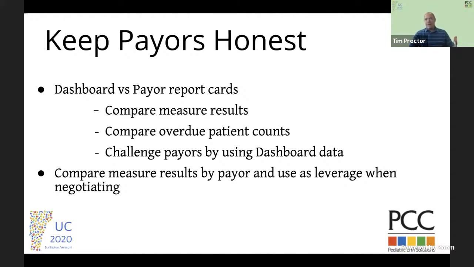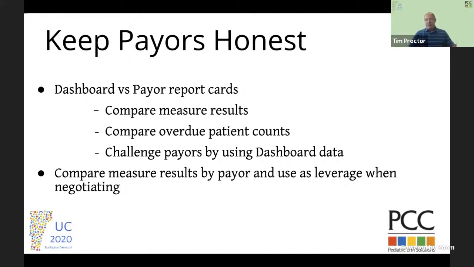If they're saying that you have, I don't know, 1,000 patients within the 3 to 6 year old range that they're measuring you on for well visit rates, and you look at the dashboard and you're seeing like 500 patients, then you know that they're including patients that may not be yours or may not be really active at your practice. So the dashboard does do breakouts by payer in various spots. And that's just one example where you can use that to sort of keep payers honest and check the measure results that are being reported to you by your payers. Compare your overdue patient counts, like I said.